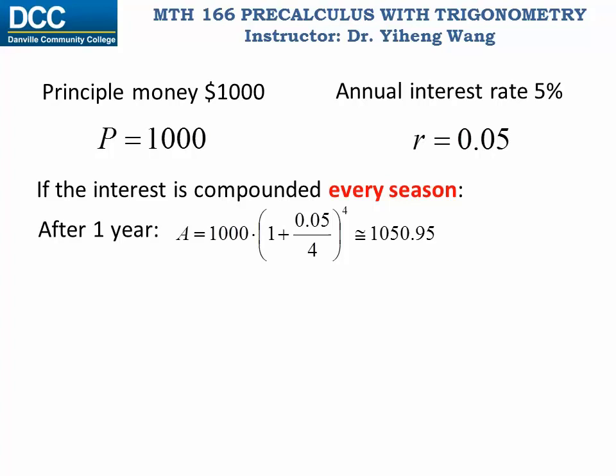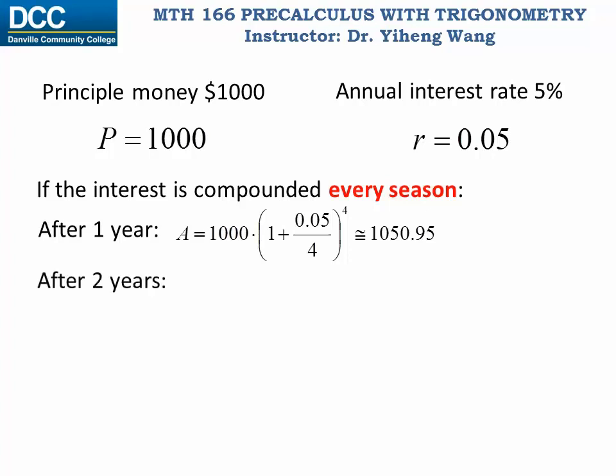$1,000 again is your principal money multiplied by 1 plus 0.05 divided by 4. This right here represents an average seasonal interest rate because your annual interest rate is still 5% divided by 4 seasons. And this right here represents how many times your money has already been compounded. In this case, 4 seasons per year. Therefore, it has been compounded 4 seasons already. And that equals $1,050.95, which is slightly more than the $1,050 that you would have had if you had gone with the other plan, compounding your money every year.